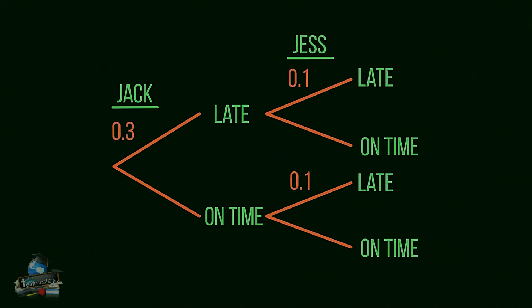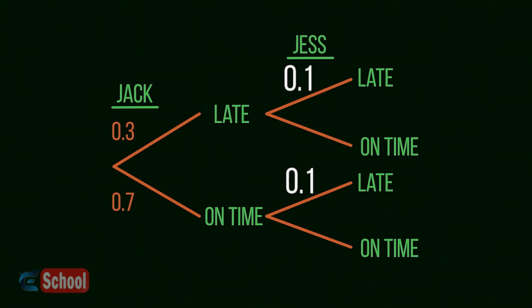We can then input our probabilities onto the branches. Because the likelihood of Jack being late is 0.3, his probability of being on time is 0.7. This is because all the potential outcomes must add up to 1. Pause and work out Jess's likelihood of being on time. As our probabilities must total 1, we subtract 0.1, her lateness probability, giving us a value of 0.9 for being on time. Putting these values onto our tree diagram should look like this.